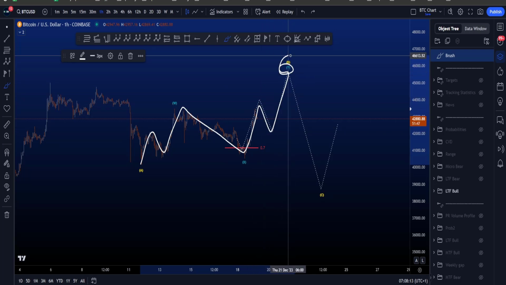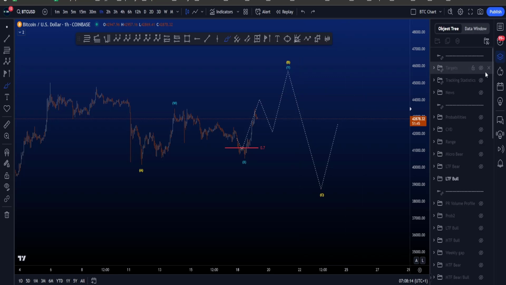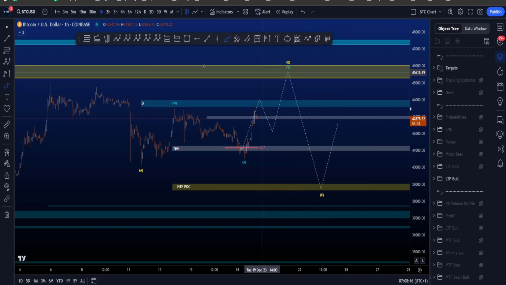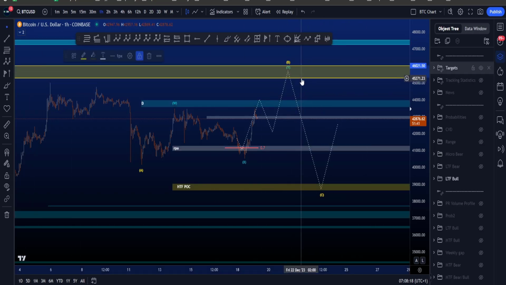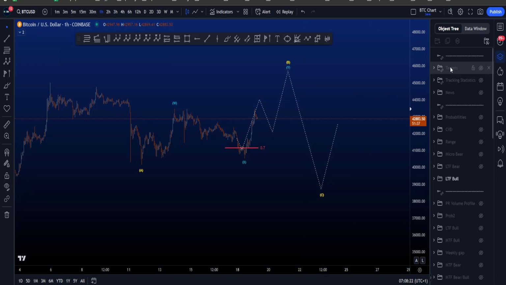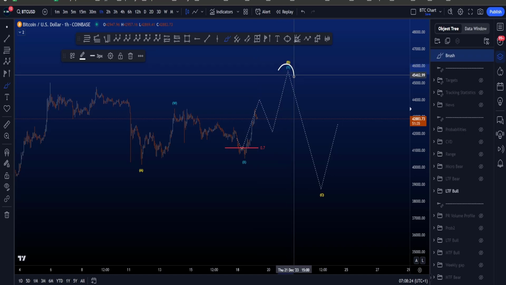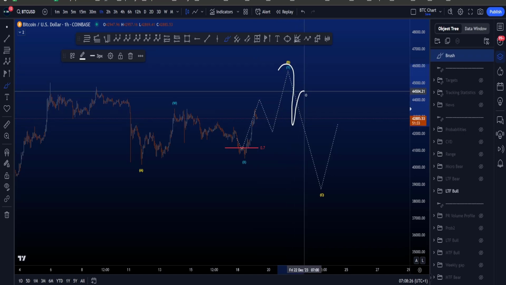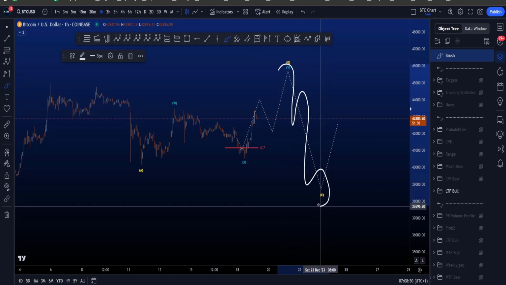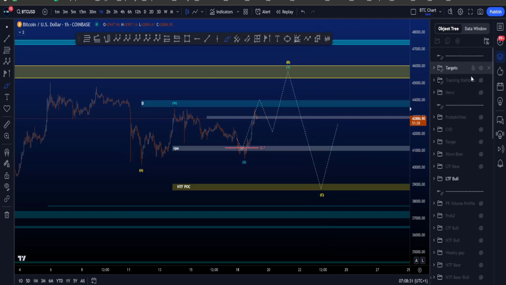upside in wave Y to finish an expanding flat wave B, which is interesting because we do have some additional resistance here, the golden box between 45.2k and 46k, after which we then expect an impulsive move to the downside in a wave 1, 2, 3, 4, 5, looking for a wave C to the downside, where we have interesting support, also the golden box here, between 38.6k and 39k.